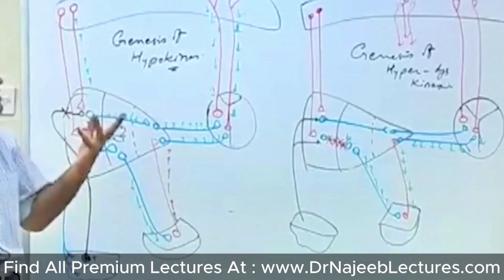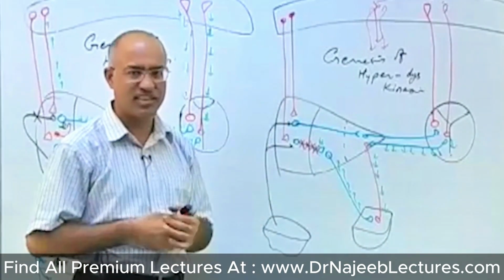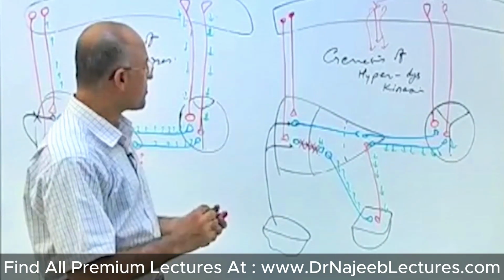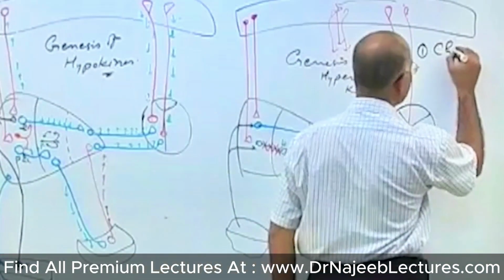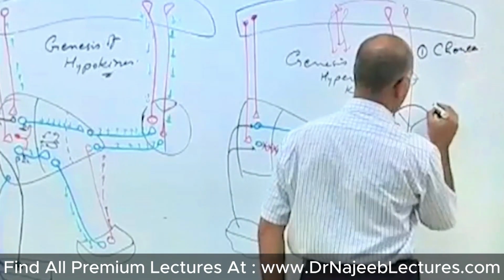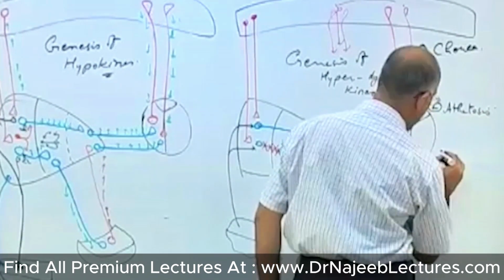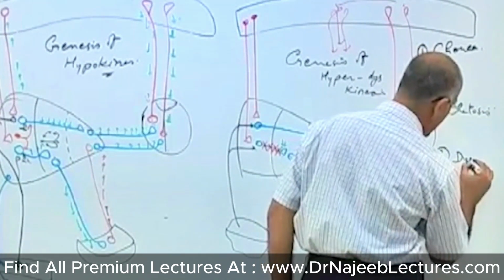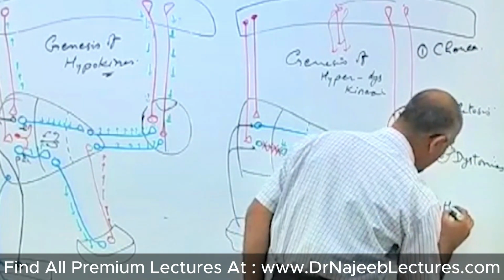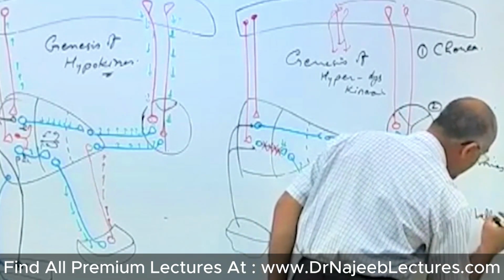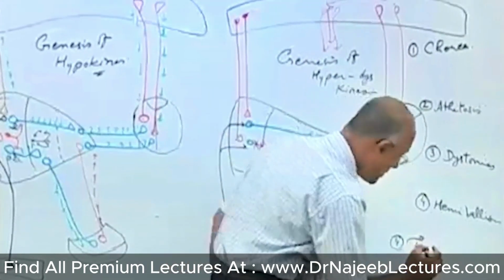Now let's see what kind of hyperkinesias can be there. Okay. There are different types of hyperkinesia. We can say there are choreas, there is athetosis, there are dystonias, and there are balismus or hemibalismus. All of them are excessive movement, and there are tardive dyskinesias. I will explain all of them, don't worry.